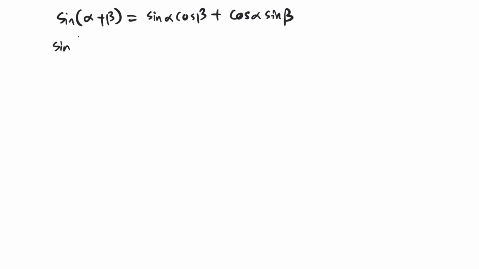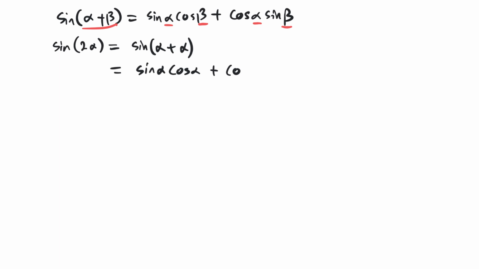Here's how it works. Sine of 2 alpha is kind of like, well, if you have 2 apples, you have an apple plus another apple. And so what we do is we use this formula right here, except everywhere we see an alpha and a beta, we just put alpha and more alpha. So we get sine alpha cos alpha plus cos alpha sine alpha, right? We use formulas to prove new formulas.